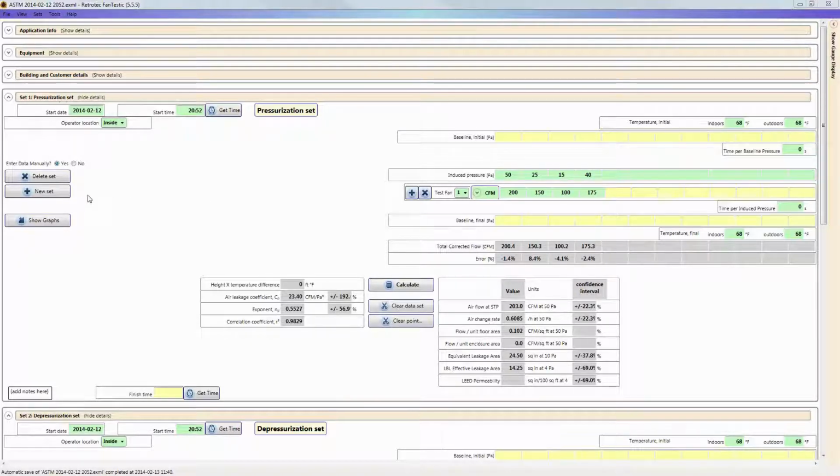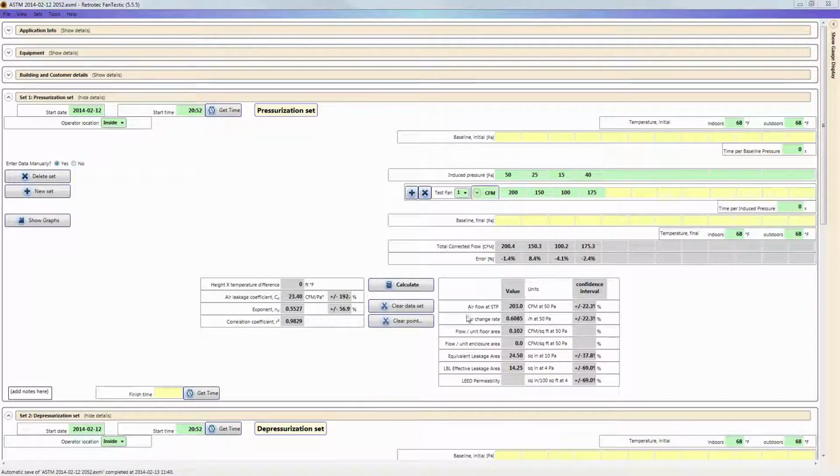All we really have to do is put it in an automatic mode and press go, and it will do the test according to the ASTM standard. But beside that particular point, what we've done here is a pressurization test, and I've just put some values in here. We've tested them from 50 down to 15.